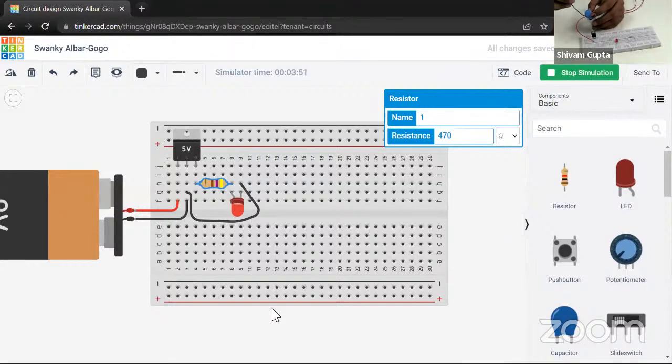Now the second leg, the ground leg, for that we will be using the negative wire or the negative terminal. So we have connected it like this. Now for the third leg, that is the output, from here we will be getting the output, that is the 5 volts.